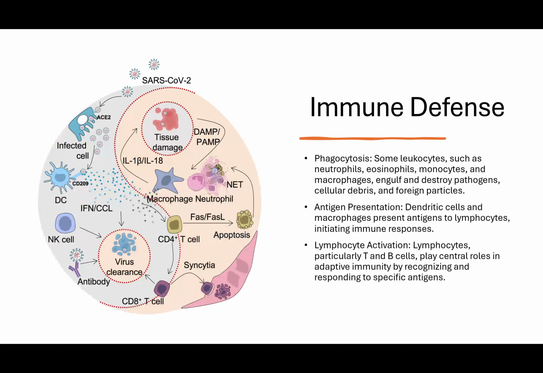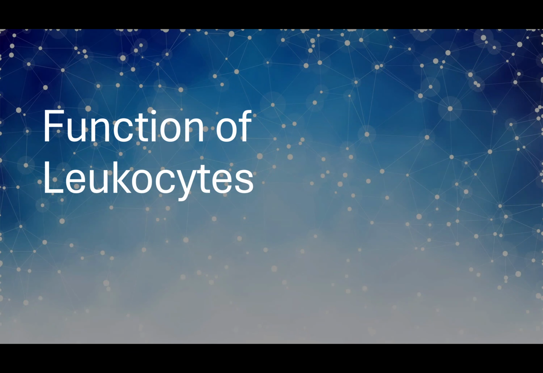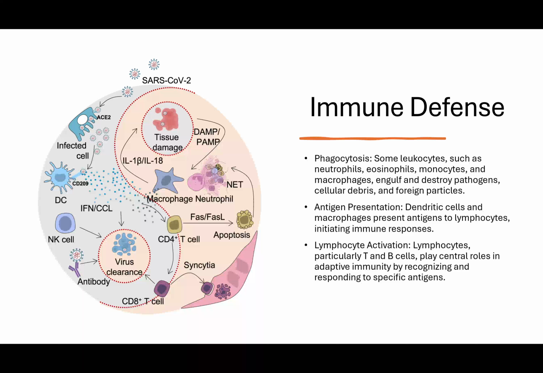The function of the leukocytes. Phagocytosis: some leukocytes such as neutrophils, eosinophils, monocytes, and macrophages engulf and destroy pathogens, cellular debris, and foreign particles. They have antigen presentation: dendritic cells and macrophages present antigens to lymphocytes, initiating immune responses. And we have lymphocyte activation, where particularly the T cells and the B cells play central roles in adaptive immunity by recognizing and responding to specific antigens. We're going to talk about that way more in depth when it comes to module 3.